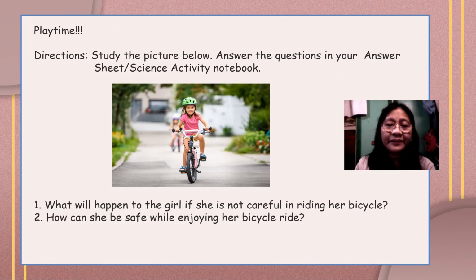It's playtime. Direction. Study the picture below. Look at the picture. Answer the questions in your answer sheet or science activity notebook. Okay, on the picture you will see a girl biking around. Question number 1. What will happen to the girl if she is not careful in riding her bicycle? How can she be safe while enjoying her bicycle ride?